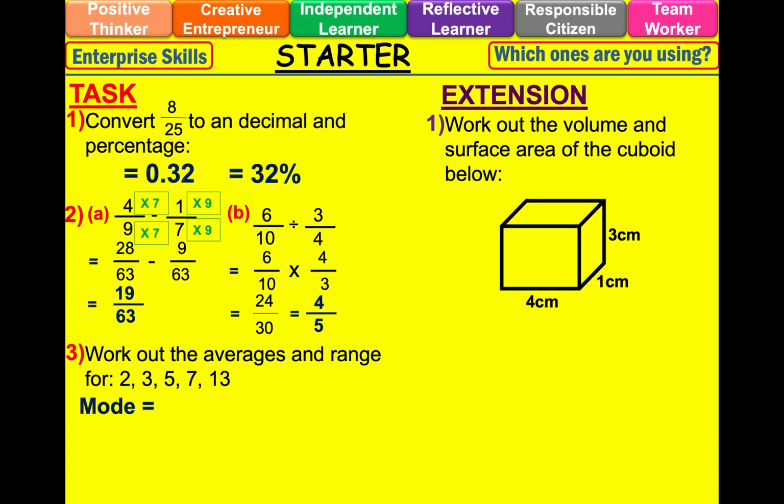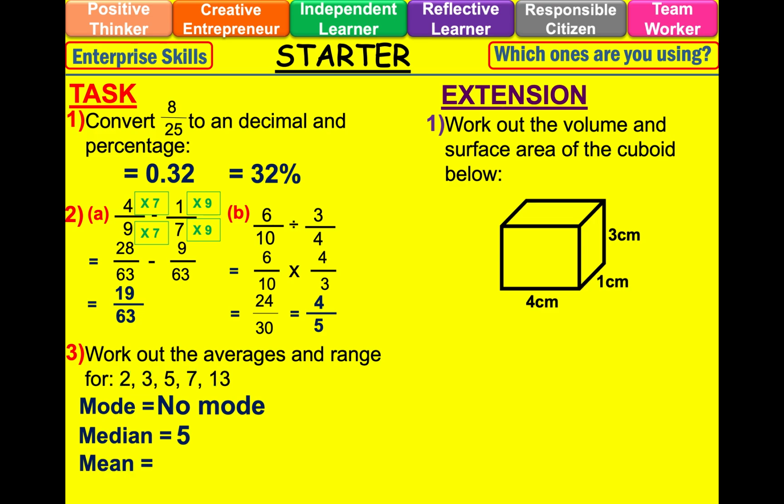To work out the mode, a quick recap: mode is the most common value. I don't see any mode, so no mode, because nothing is happening more than one time. How would you work out the median? The median is the middle value. So 2 crosses with 13, 3 crosses with 7. I think the median is 5.